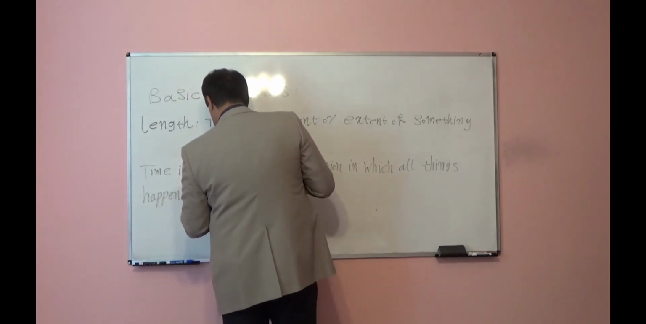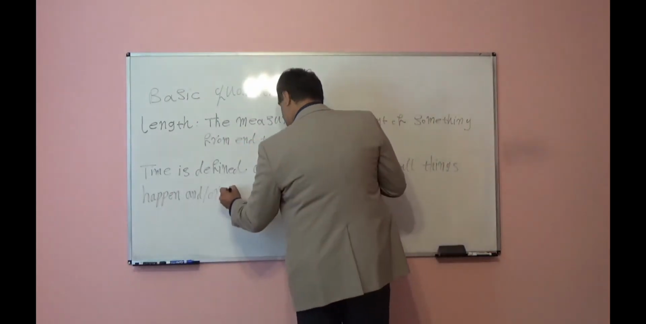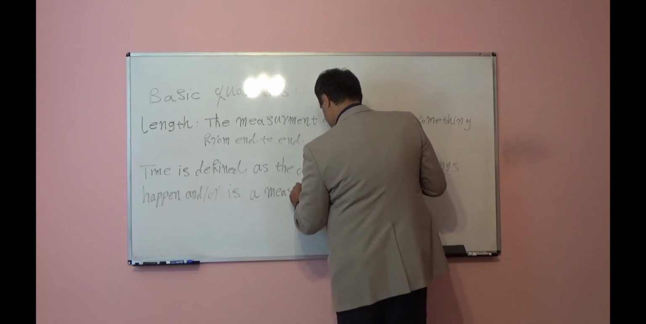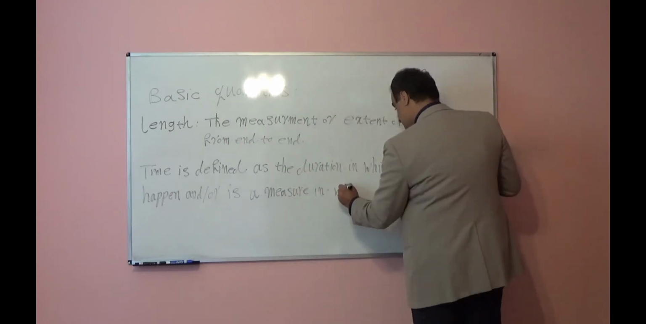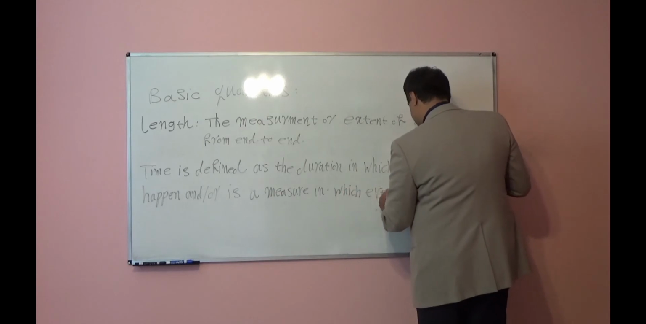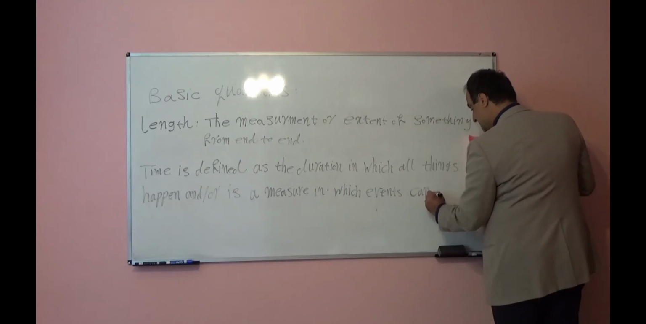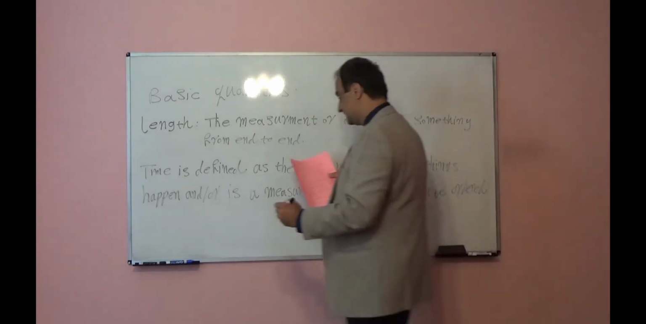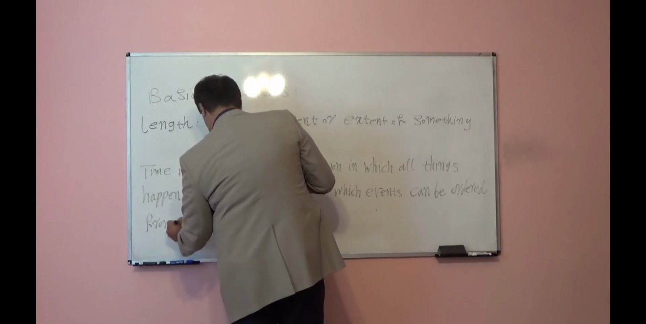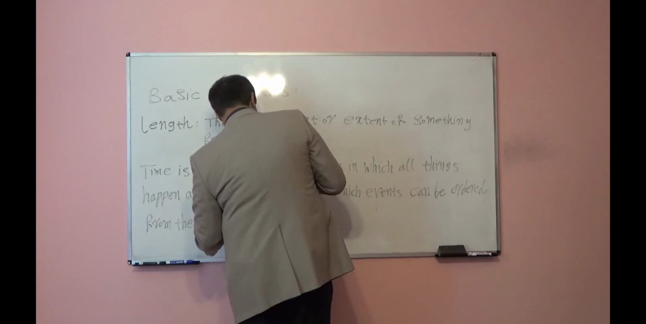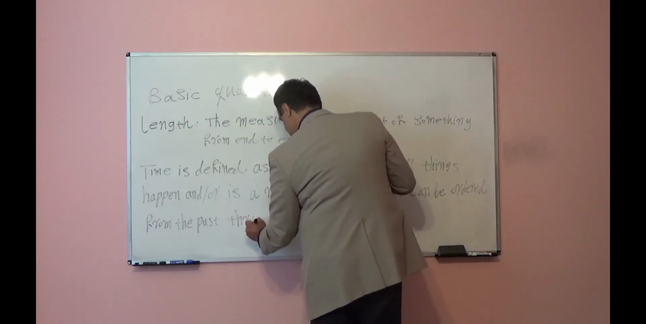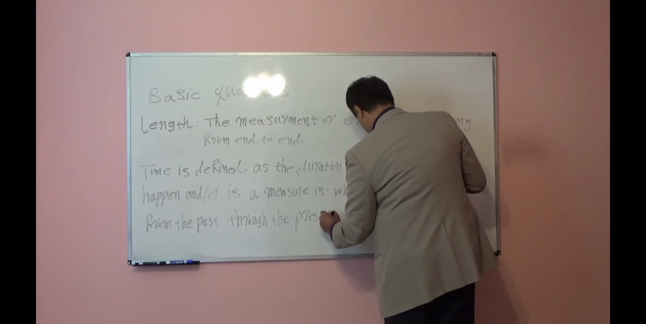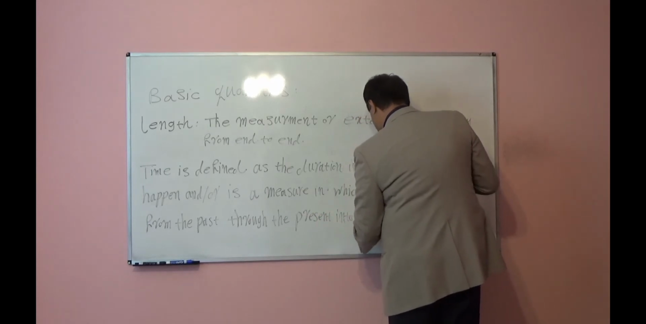And or, if I want to define it in another way, I can say time is a measure in which events can be ordered from the past through the present into the future.